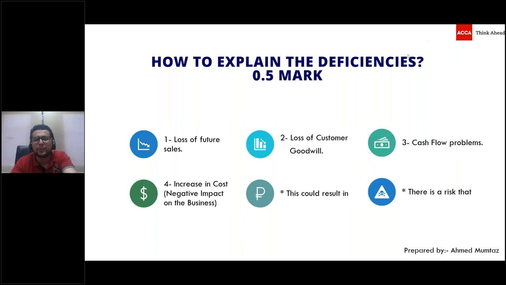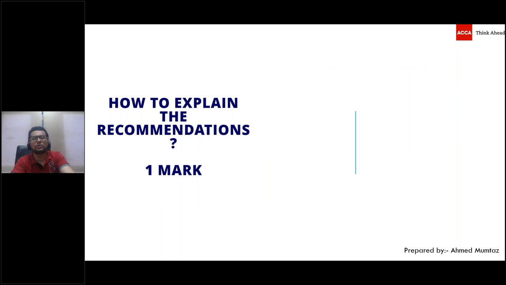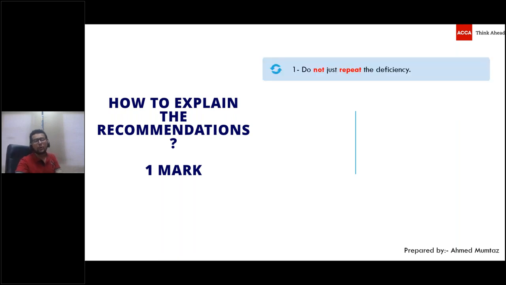Okay, considering we are done with exam requirement number 1, which is how to identify the deficiency, and 2, how to explain the deficiency, let's go to number 3. The third exam requirement which I need to teach you is how to explain the recommendation. Well, first of all, the recommendation means you have to suggest a good control.